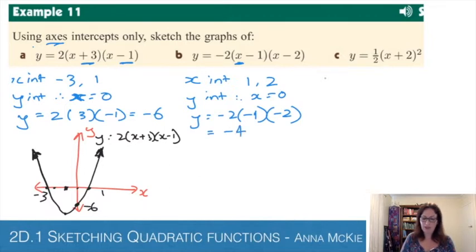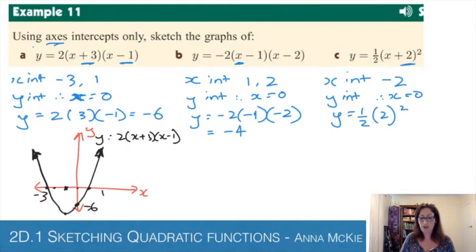Just while I'm here, I'm actually just going to finish off the other one. X-intercept, using the null factor law, we would get -2 there, and our y-intercept, where x is equal to 0, y is equal to 1/2 multiplied by 2, don't forget the square, to give us a grand total of 2.